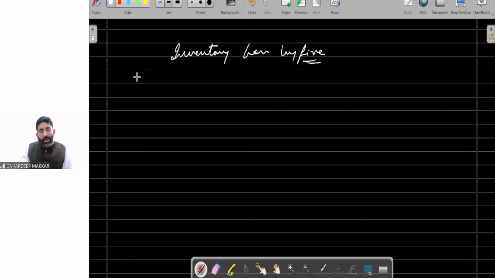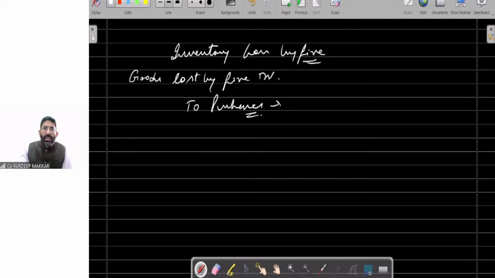What should be the entry? When goods are lost by fire, the entry is: goods lost by fire account debit, or loss by fire account debit, to purchases. So that means purchases will be credited. Hence, it will be deducted from purchases. The actual treatment is that it will be deducted from purchases, and this loss will go to the profit and loss account debit side. This is by nature.